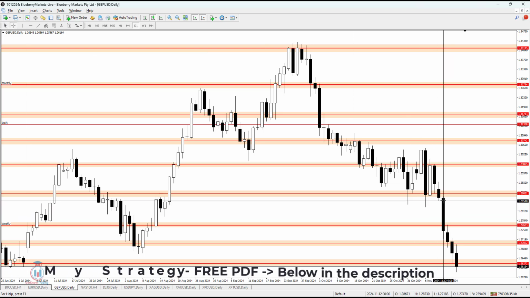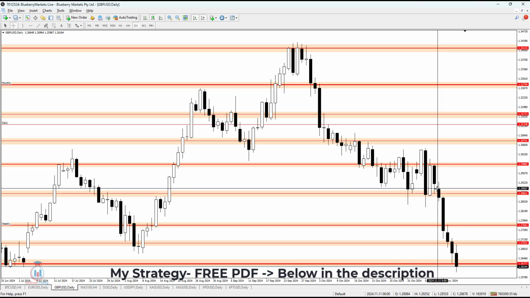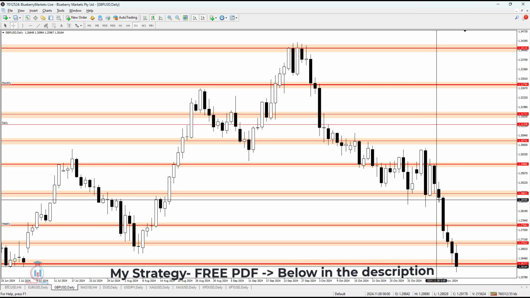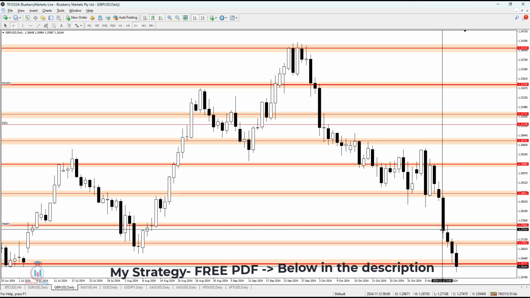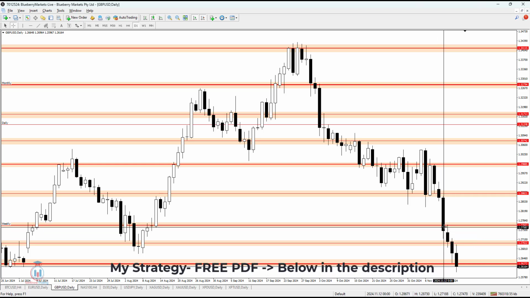GBP against US dollar this week has fallen in value. We can see that the price started with this small bearish candle on a Monday, going below 1.28821. This was a bearish breakout where the price has continued to fall in value, and we can see the price has formed another bearish breakout going below 1.27663.